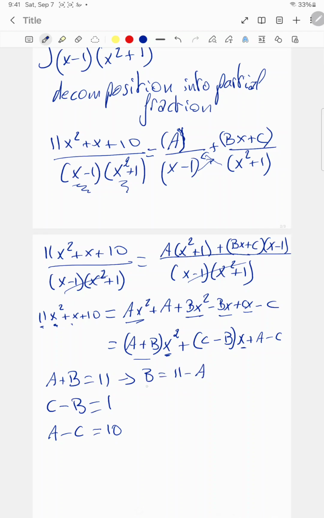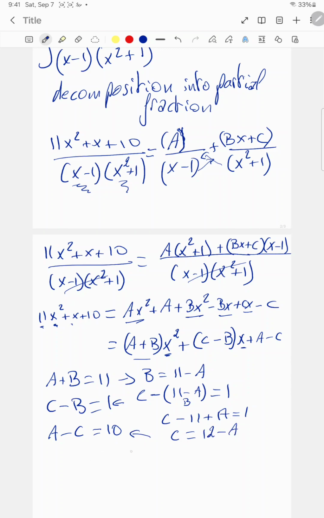If I replace b by its value in the second one, which is 11 minus a, I would have c minus, I open my parentheses, 11 minus a is equal to 1. So this is my b here, c minus b. I would have c minus 11 plus a is equal to 1. So minus 11 goes to the other side. I will have c is equal to 11 plus 1, which is 12, minus a.